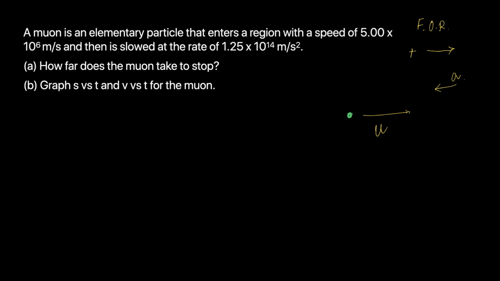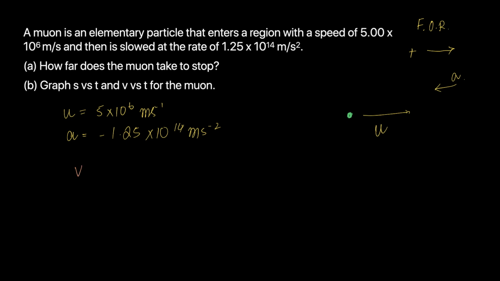So our initial velocity is positive. What is it? 5 times 10 to the power 6 meters per second. And acceleration is going to be negative 1.25 times 10 to the power 14 meters per second squared. How far does the muon take to stop? I think we don't really care about the time, or can't input the time, so this equation really helps us.